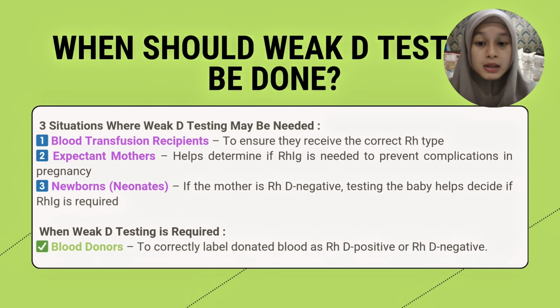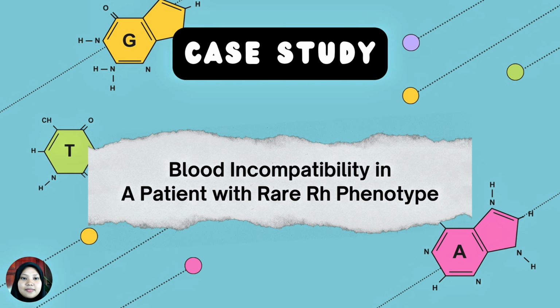Weak D testing is also required for blood donors, to correctly label donated blood as Rhd positive or Rhd negative. Now we move to the case study. The topic of the case study that we picked is blood incompatibility in a patient with a rare Rhesus phenotype.